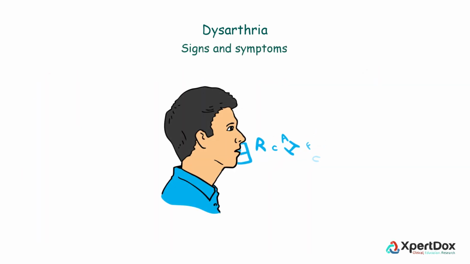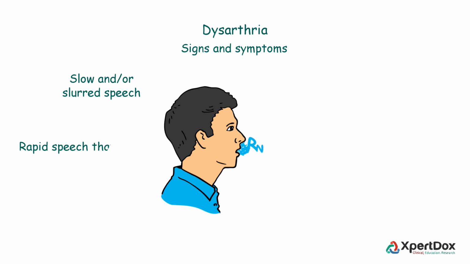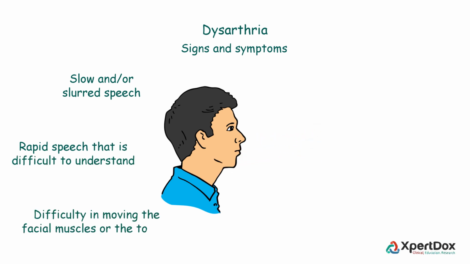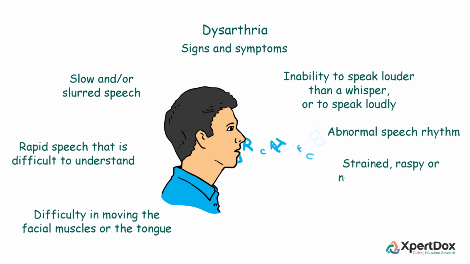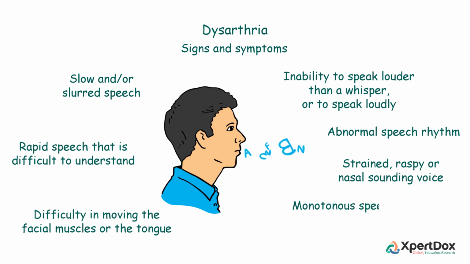In general, signs and symptoms of dysarthria include the following: slow and/or slurred speech, rapid speech that is difficult to understand, difficulty in moving the facial muscles or the tongue, inability to speak louder than a whisper or to speak loudly, abnormal speech rhythm, strained, raspy, or nasal-sounding voice, monotonous speech, uneven speech volume.